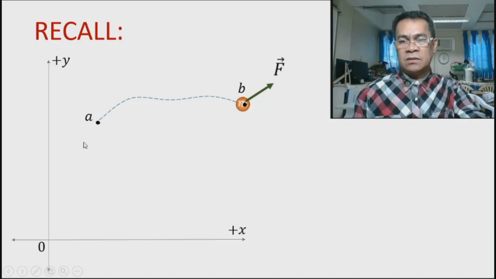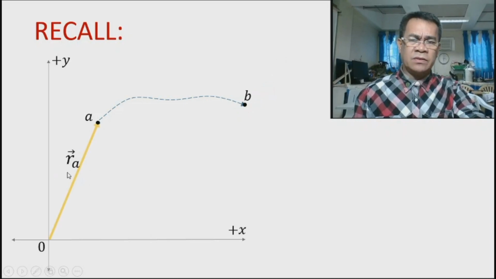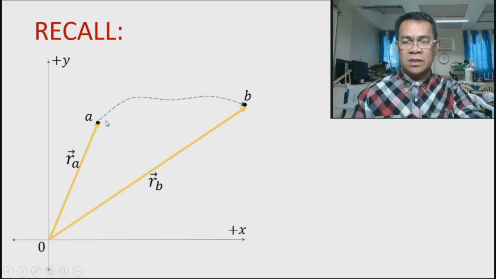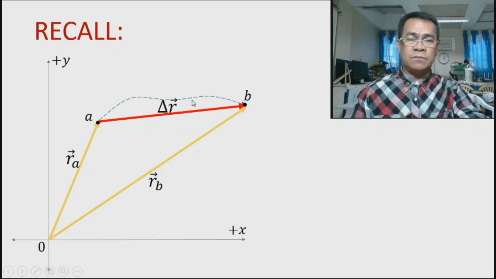Now take note that at point A we have the position vector rA, and at the final position we have rB. So the change in position is a straight line connecting the initial towards the final. This is the change in position.